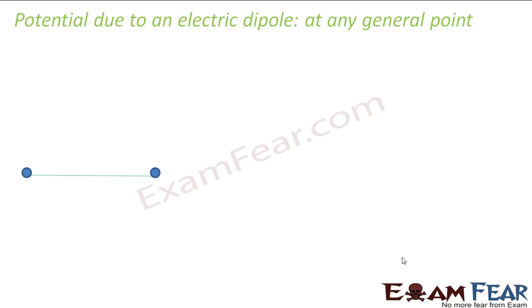So let us suppose that this is my electric dipole. Let us say this is minus q, this is plus q, and they are separated by distance 2a. Let us call this point A and this point B. Let us suppose we have any general point, say P. As you can see, it is neither axial, not lying along the axis, nor perpendicular, because had it been perpendicular, it should have been lying somewhere here, right? So it is neither perpendicular nor axial. So this is any general point.